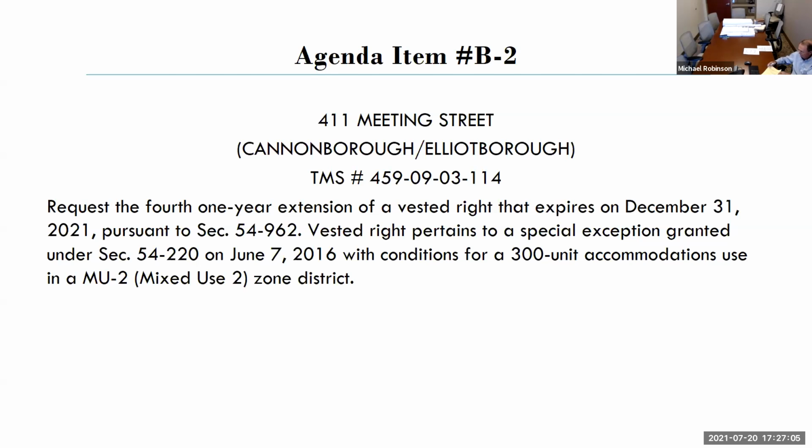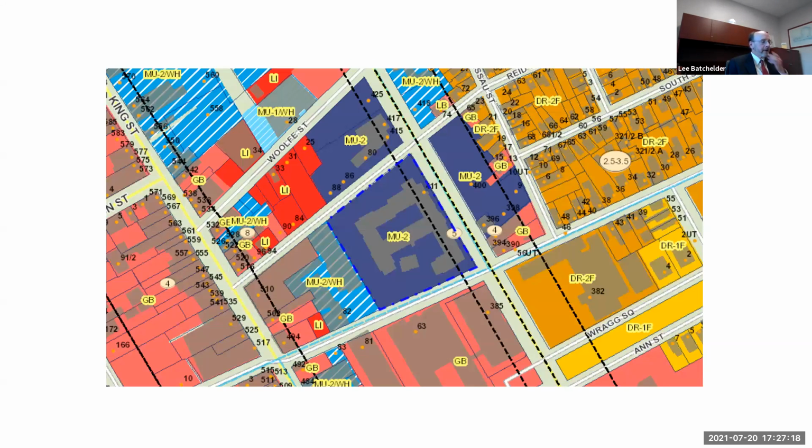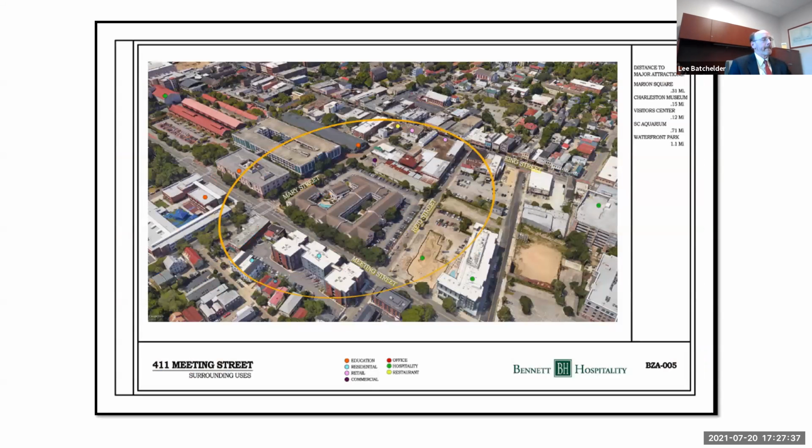Mr. Batchelder. This is an application that concerns a large property on Meeting Street between Mary and Reed. And the request is to extend this vested right that was received back in 2016. Nothing has changed with regard to the ordinance and or the rules allowing this development to proceed. So we recommend approval of this extension. The city recommends approval. Any comments or motions from the board?